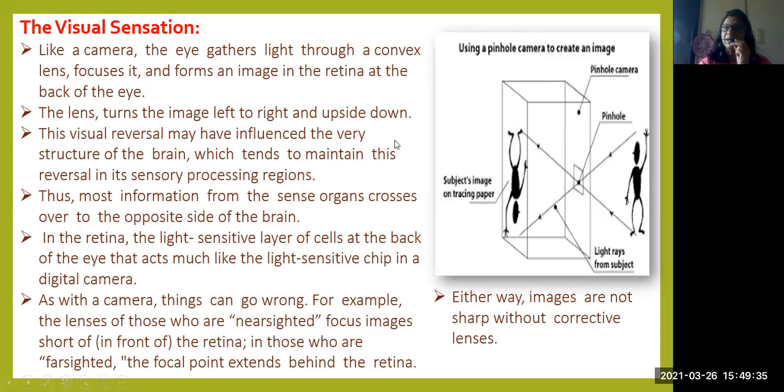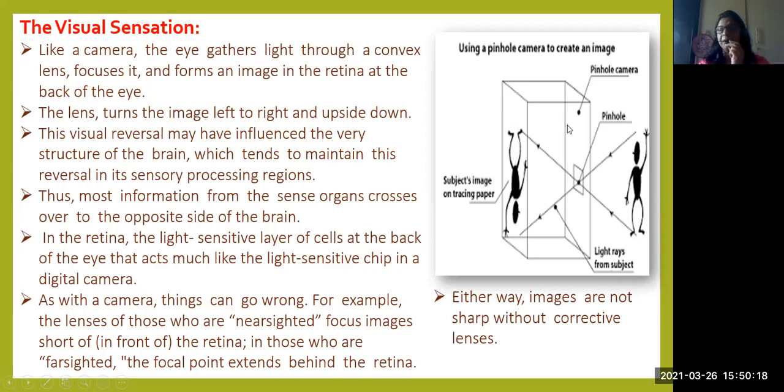I think you know that our camera is prepared after seeing the eye functioning itself. You know it, isn't it? So how the camera works and how the images form in a camera is exactly like in the eye itself. You can prepare this pinhole camera yourself as a project work.